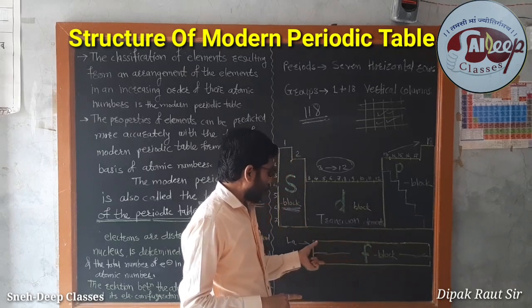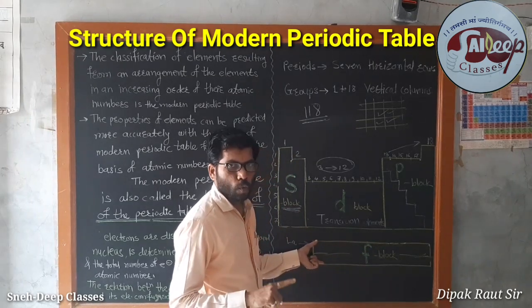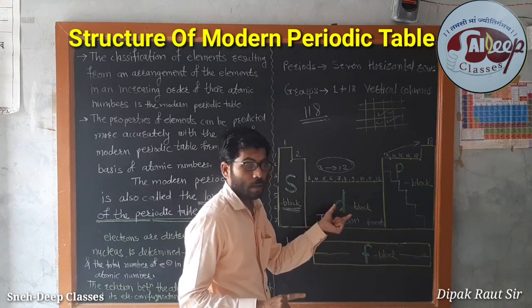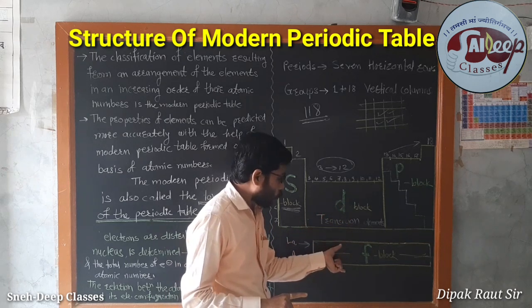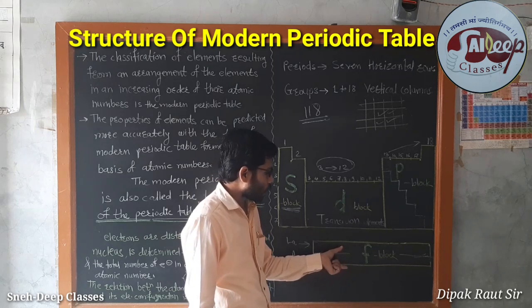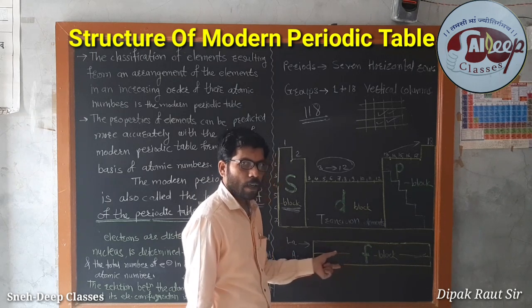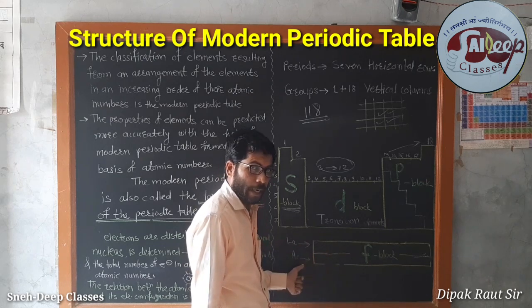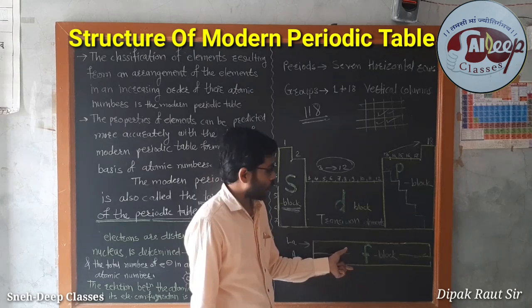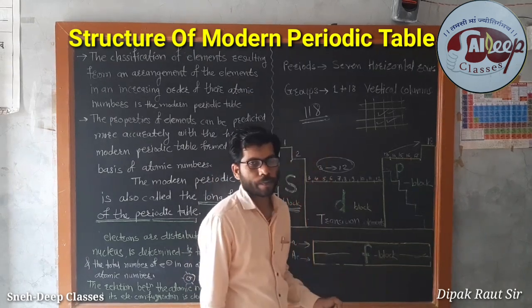These two lines are separated, these two periods are separated. But including this table and these two separated lines, the elements which are separated in these two lines, that is the lanthanide series and actinide series, are called the inner transition, that is the F block elements.